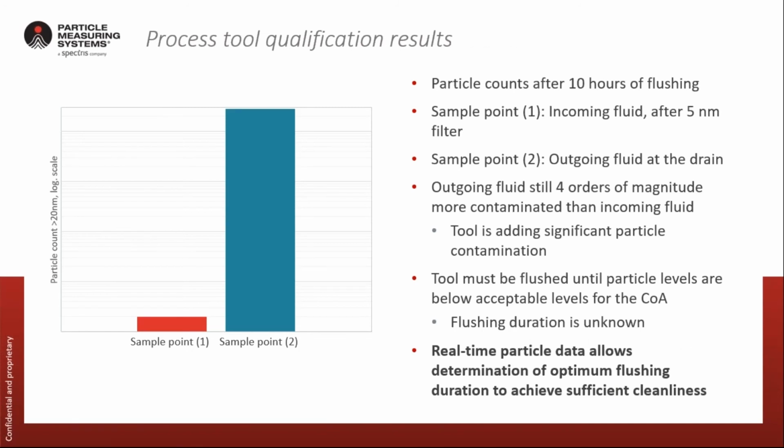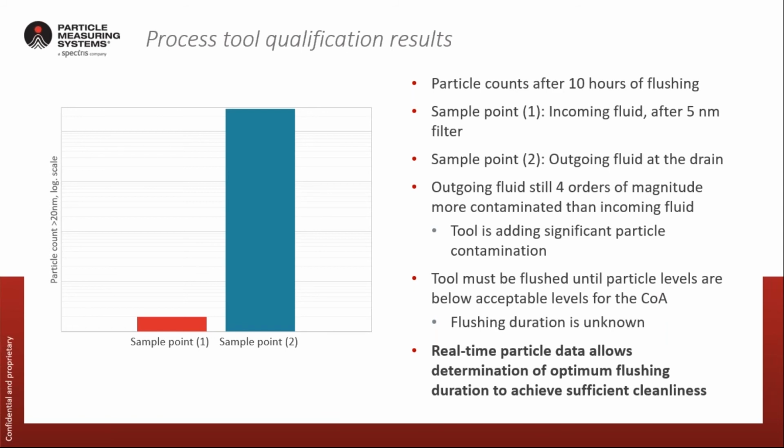The results here for the two sample points are shown after 10 hours of flushing. So sample point 1 is the red bar. This is the incoming fluid, the baseline particle levels. Sample point 2 is the particle levels measured at the drain. And we can see that even after 10 hours of flushing, there are still 4 orders of magnitude more particles in the outgoing fluid than in the incoming fluid, which tells us that the tool is still adding significant particle contamination to the chemical.